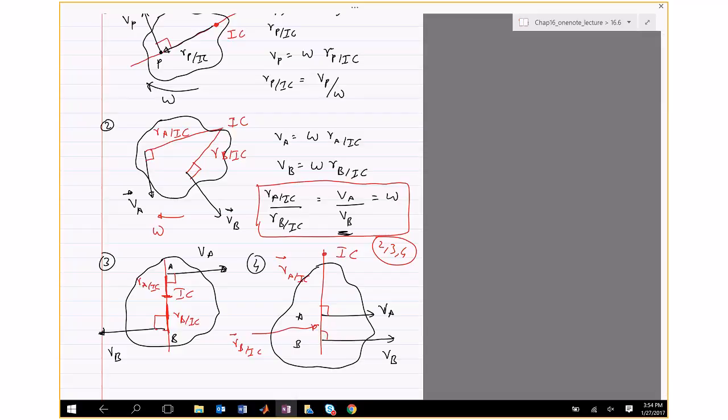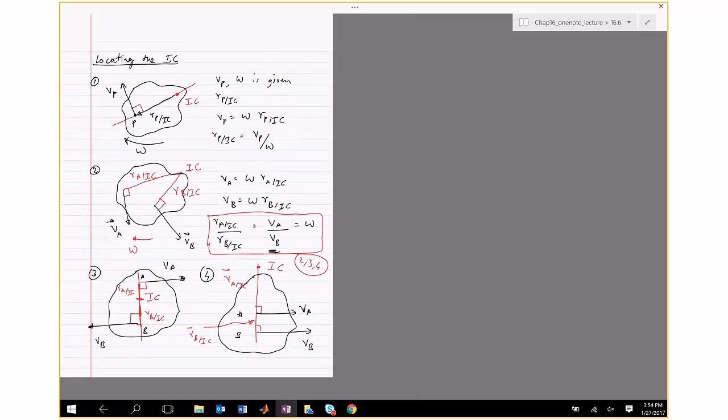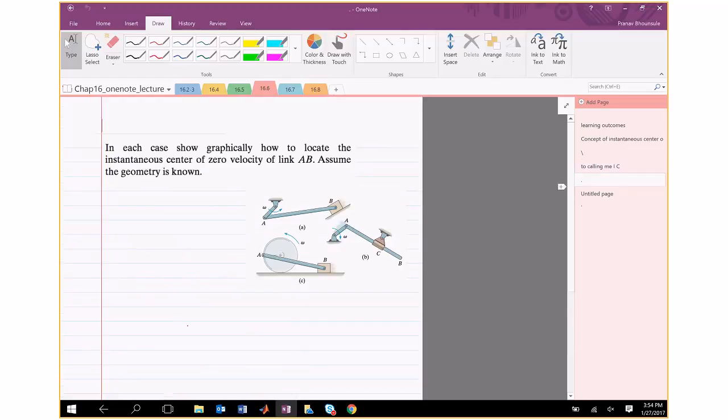Okay, so the key is, if you know the velocity of the point of interest, then you need to draw a perpendicular to that velocity vector in order to get the IC. If you have 2 points, then you can find the point of intersection of the normals to get the location of the IC. Okay, let's try to use what we learned so far in order to solve some problems.